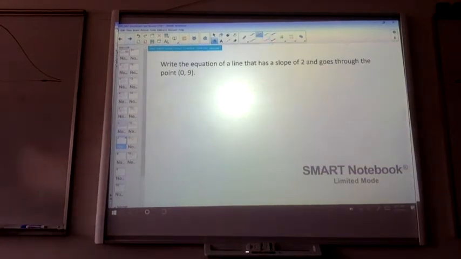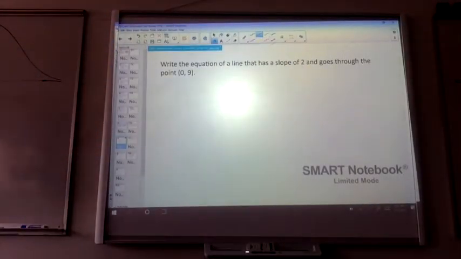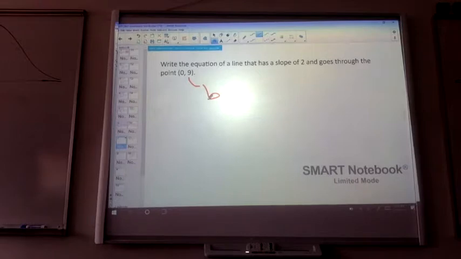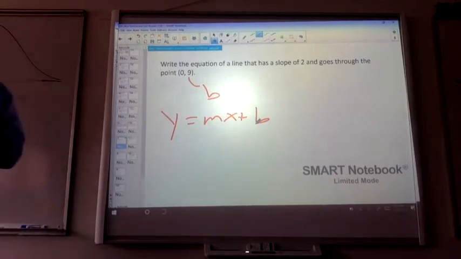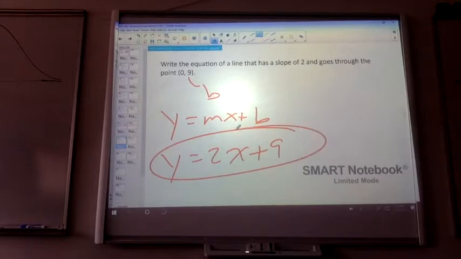Write the equation of a line that has a slope of 2 and goes through the point 0, 9. 0, 9 is a point, but what special point is it? Not the y point. The y-intercept. The y-intercept is known as what letter? B. Good. So this is b. I'm going to use this equation, and not point slope, because I know what my y-intercept is, and it's b, and I know what my slope is. So if I just plug those in, what do I get? Ready, set, go. y equals 2x plus 9. There you go. You guys are so much faster than me.